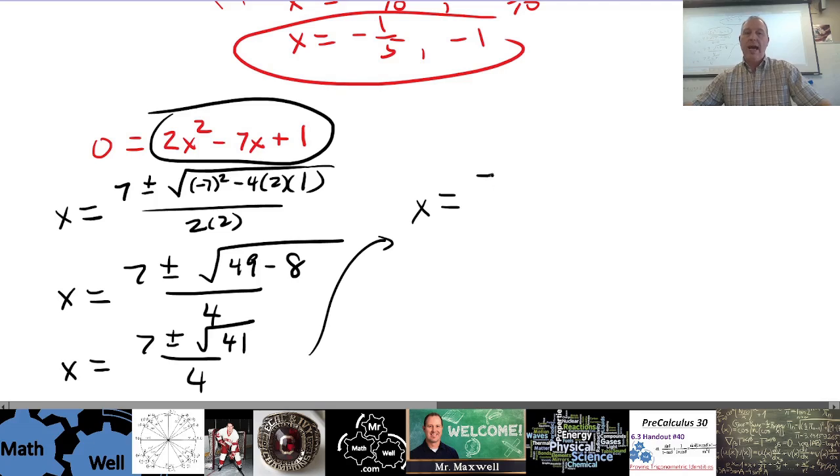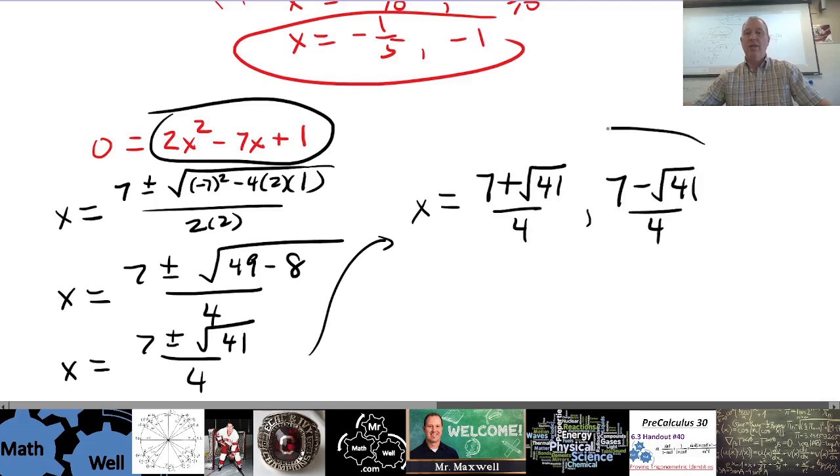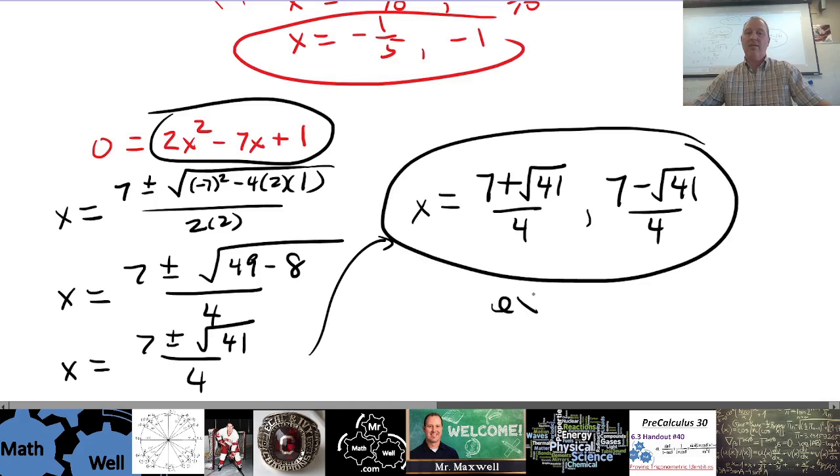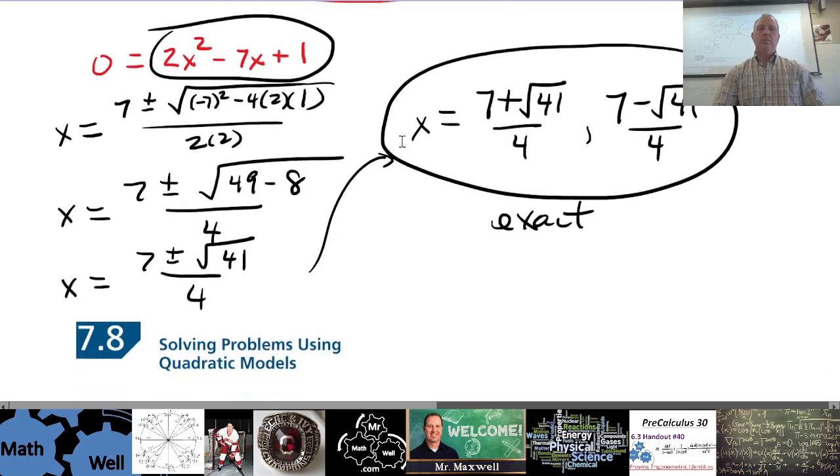So look, the two answers are, are you ready for this? 7 plus root 41 over 4 and 7 minus root 41 over 4. And you leave them like this. That's the exact values. See, that's exact. You could change this into a decimal and have it be an approximate decimal answer, yes. But this is where the quadratic formula comes in handy, because when you have something that's not easily factored. Okay. All right, you ready?